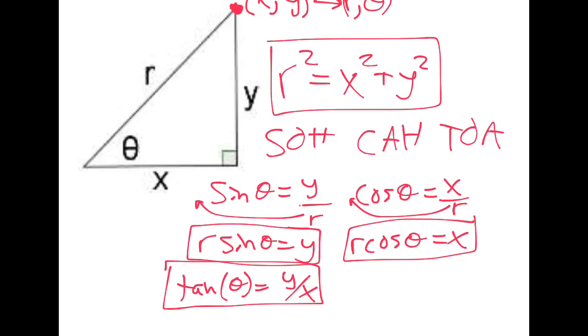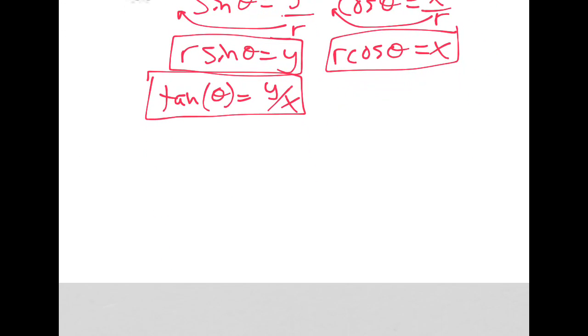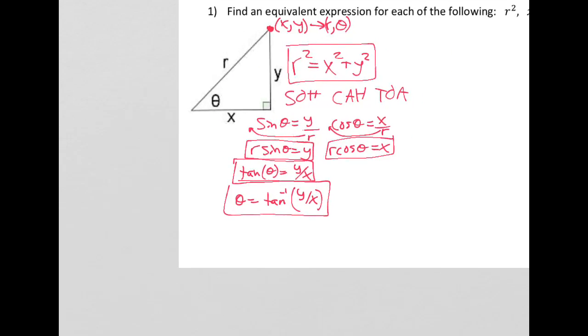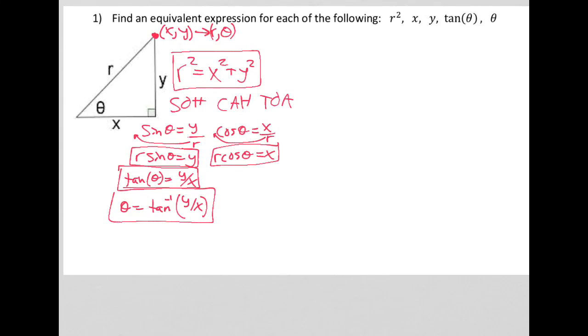And then the last one, what about theta? Well, if we have tangent of theta equals y over x, and we apply the inverse tangent to both sides, the arctangent to both sides, we get theta equals the tan inverse of y over x. And so we have created these five relationships, which we will use to complete the rest of the problems.